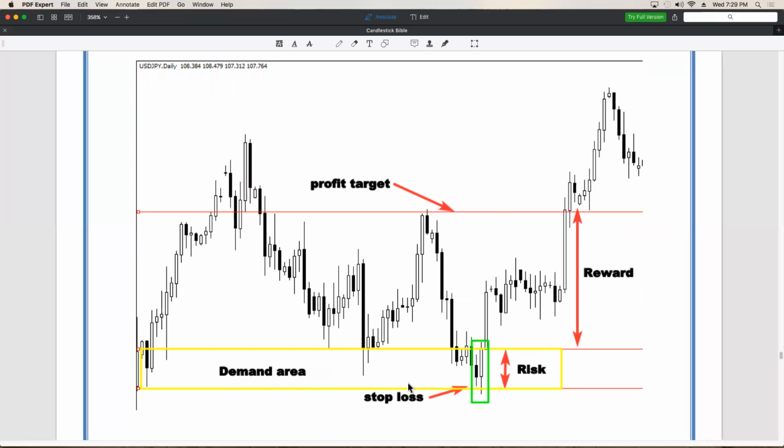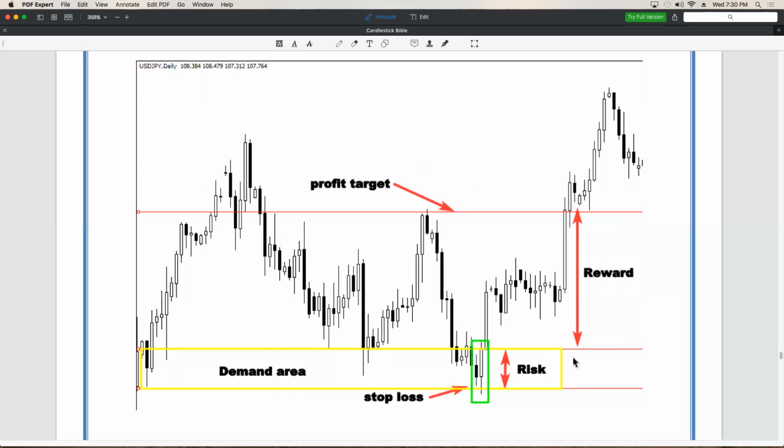Okay. We got a profit target. So this is the reward if it gets up here. Now here's the demand area. That means this is the floor area, the floor zone, the support zone. Now you got your stop loss right here. So you're risking this much to get all this kind of reward. That's a good reward to risk ratio.